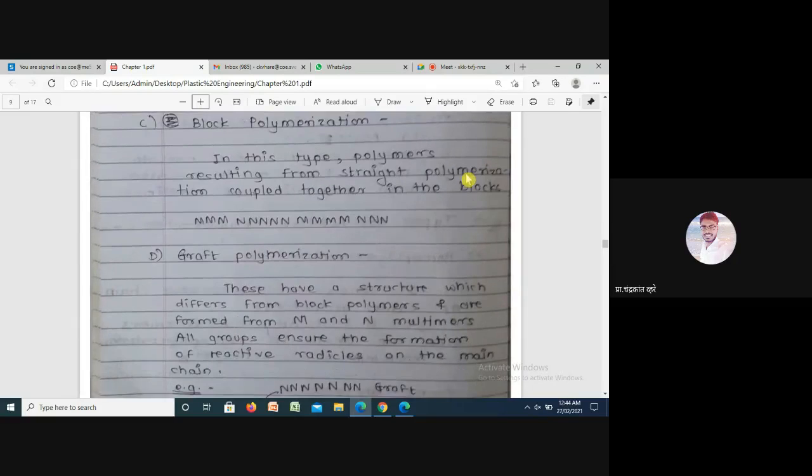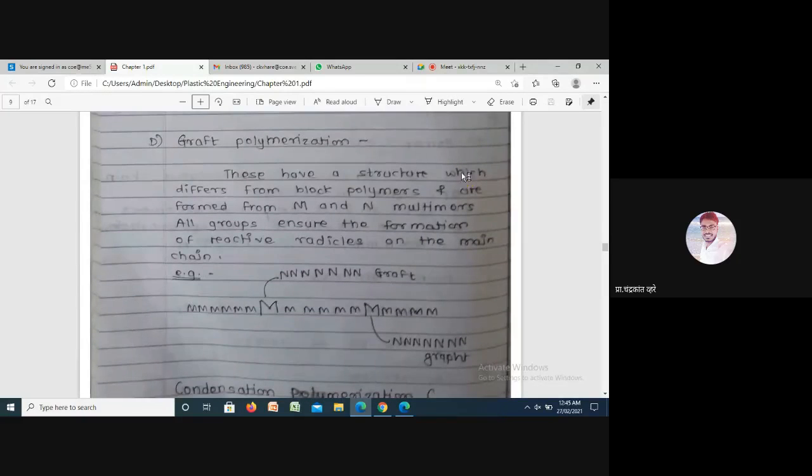So go for type D, graft polymerization. So this is also very simple. These have a structure which differs from the block polymerization or polymer, and are formed from the M and N multimers. Okay, just remember this word, multimers.